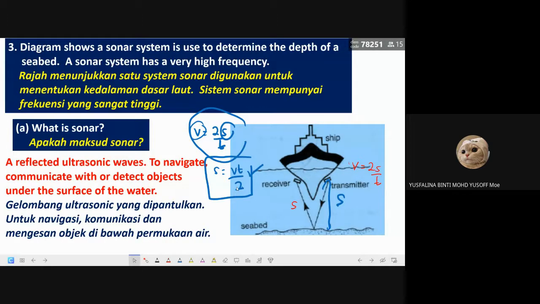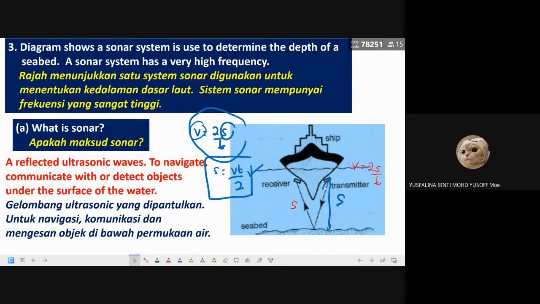Or you can use this formula. There are two, actually, and they are the same. For this one you just straight away use it, and for this one you need to rearrange it to find S. So it depends on you which one you want to use. So that is how the ultrasonic wave is used to measure the depth.